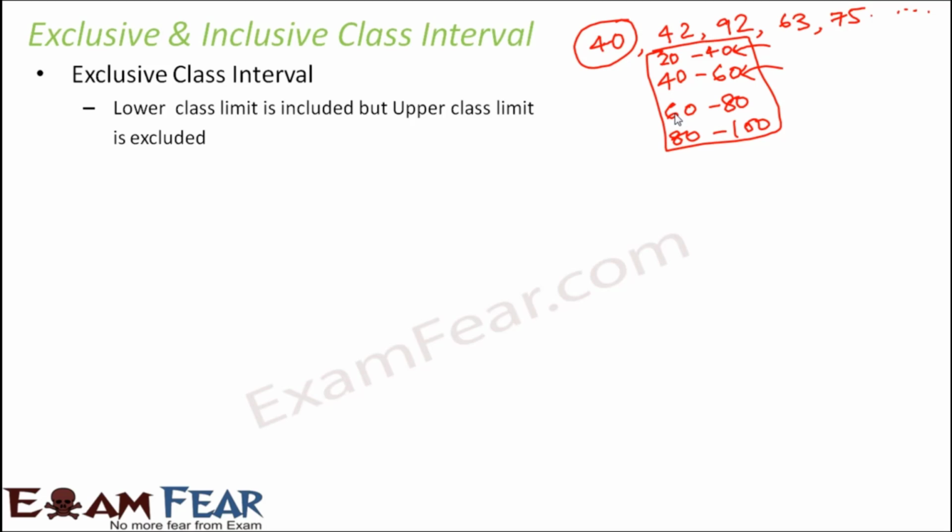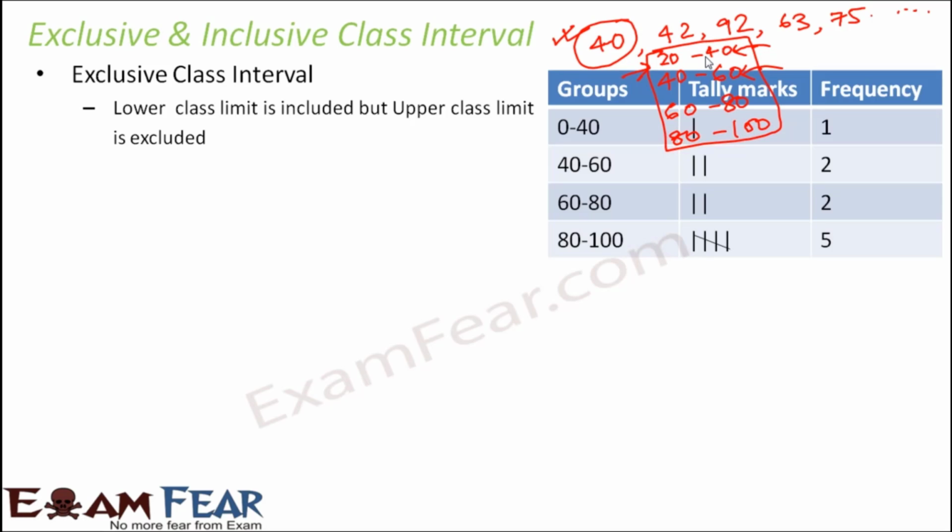So when you say exclusive class interval, if we are saying 20 to 40, that actually means that 40 is not included in that class interval because it is an exclusive class interval. So in this case, this data 40 will not come into this group. 40 will come into the other group because the lower limit is included but the upper limit is not included. So in the first class interval, all those data starting from 20 till 39 will be included. So 40 will not be included. So that is exclusive class interval.